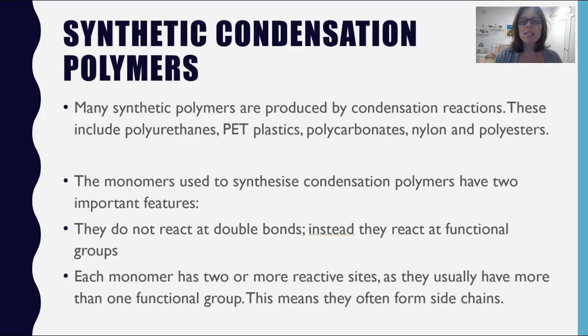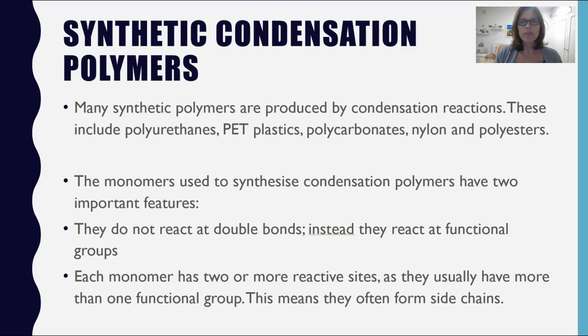Polyurethanes are often used for coating floorboards. A polyurethane covering on floorboards adds a nice watertight protective seal. PET plastic, you'd think of your PET bottles that we often recycle. Polycarbonates are also used, and polyurethanes are used in cupboard coatings and so forth, but we're going to look mainly at nylon and polyesters through these videos.